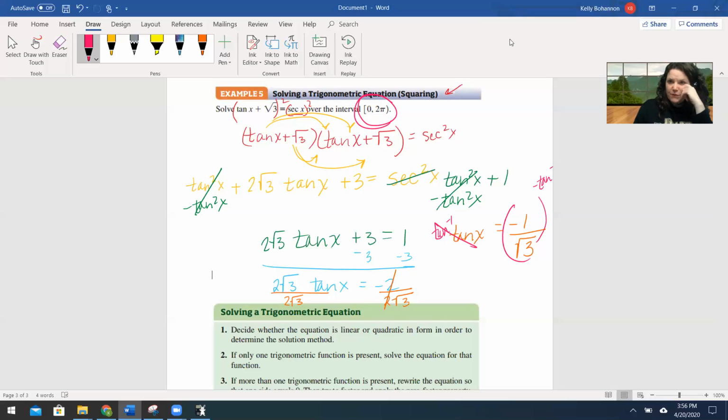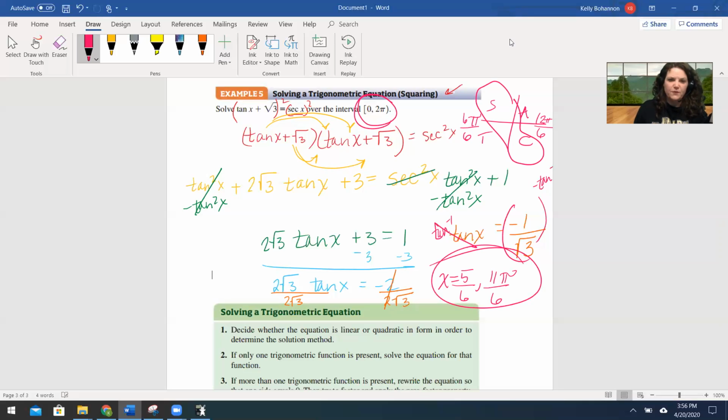But I'm looking for where tangent is negative. And in this case, all students take calculus. Tangent is negative in quadrants 2 and 4. So I'm looking for the pi over 6 values that are in quadrants 2 and 4. So if this is pi, that means it's 6 pi over 6. I need to back up 1. So that's going to be 5 pi over 6. And if this is 2 pi, that means it's 12 pi over 6. So I back up 1 and I get 11 pi over 6. And that's it. Those are my 2 answers.